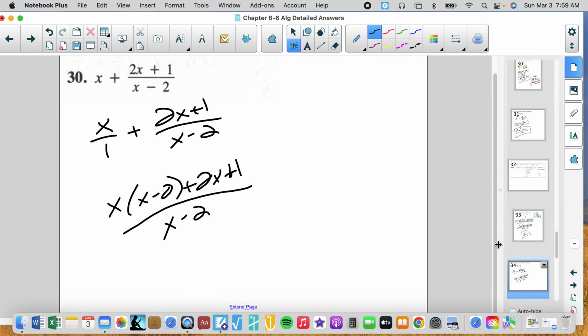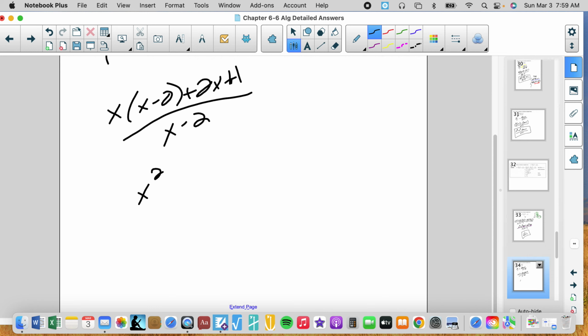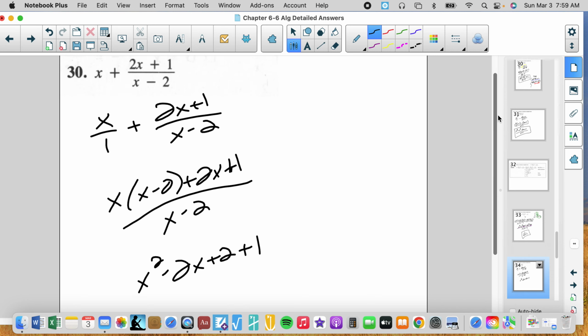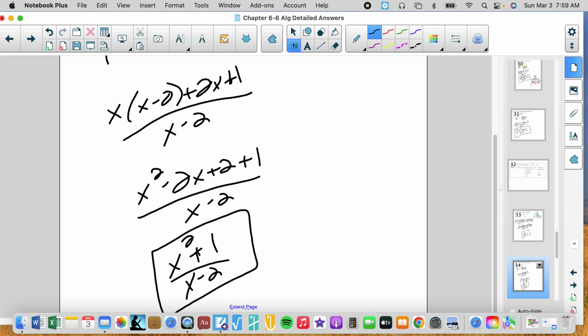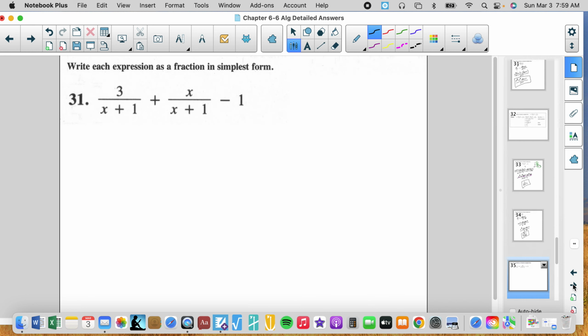It's okay, we'll take it. x squared minus 2x plus 2x plus 1. That's too bad, that's not a minus 1, so we could factor it. So x squared plus 1 over x minus 2. If it was a minus 1, we'd be able to factor it, difference of squares.